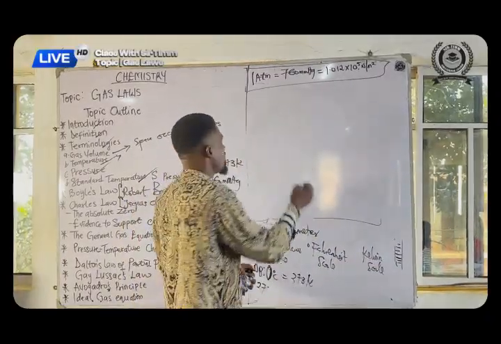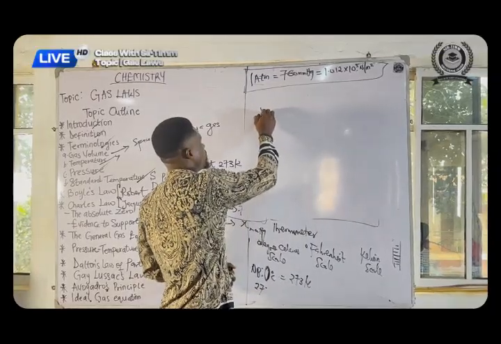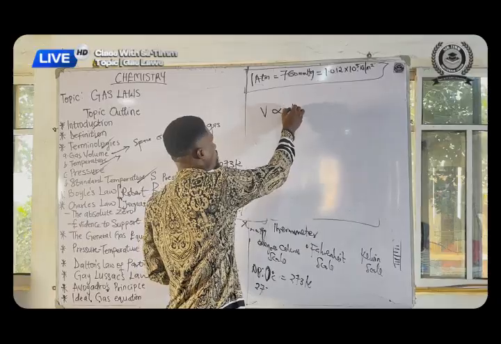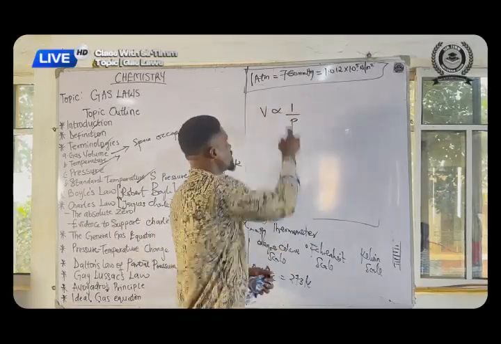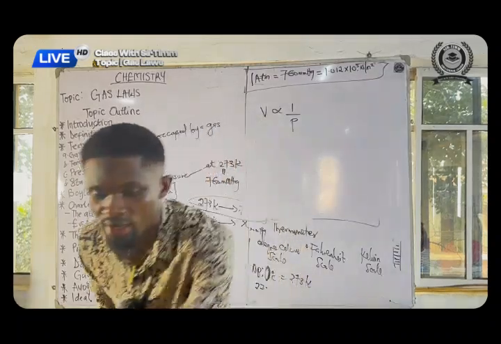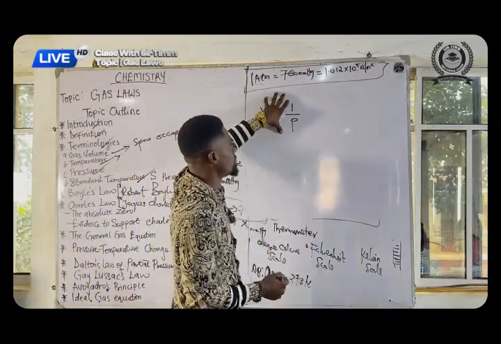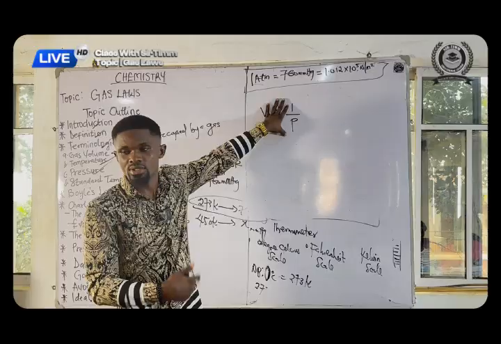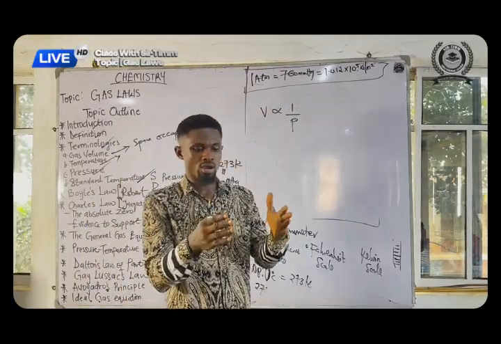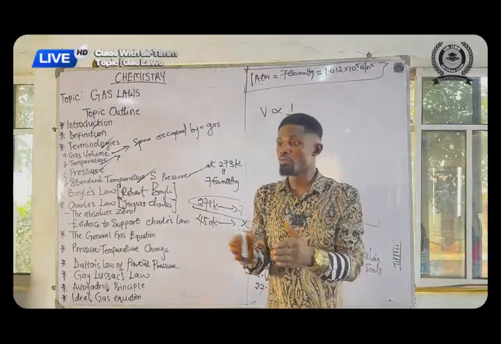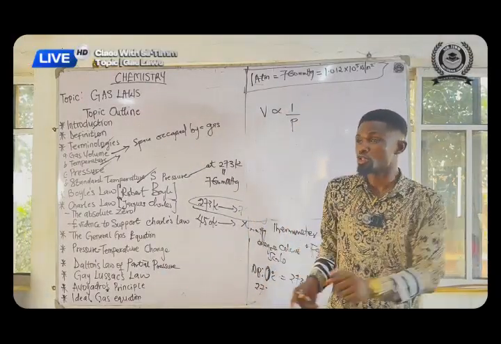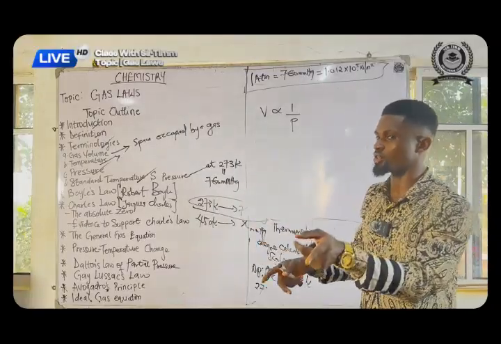So what is that supposed to mean? It means that the volume of a fixed mass of gas is inversely proportional to the pressure. This is the sign of inverse proportion. So right now, we are going to use this as a relation to find the formula for solving the volume or pressure of a gas at constant temperature. So our constant here will be the temperature. Are you with me?